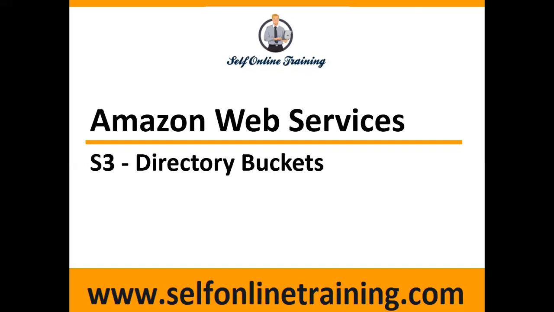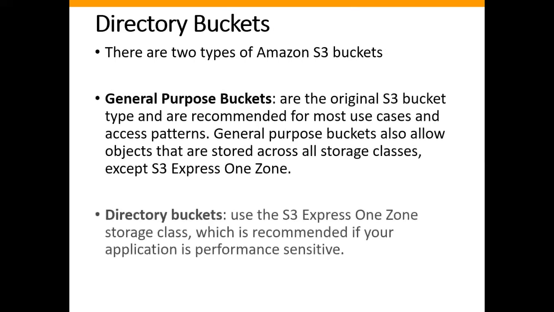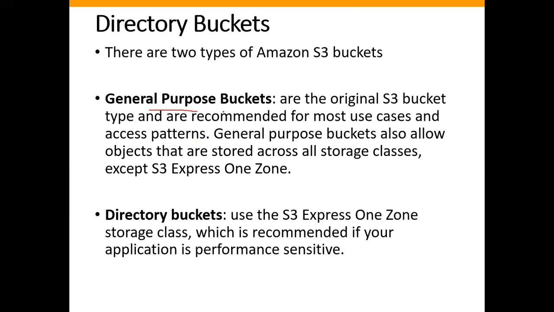In this video, we are going to learn something new about S3, which they have recently launched, called Directory Bucket. Earlier in S3, we had only one type of bucket, but now we have two types of buckets. The first one is called General Purpose Bucket, and the new one is called Directory Bucket. General purpose is the original S3 type of bucket, which is recommended for all use cases and patterns.